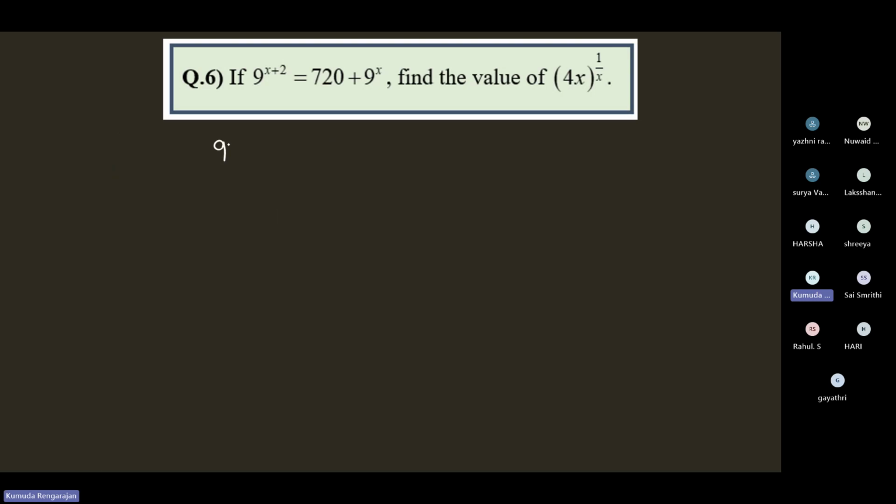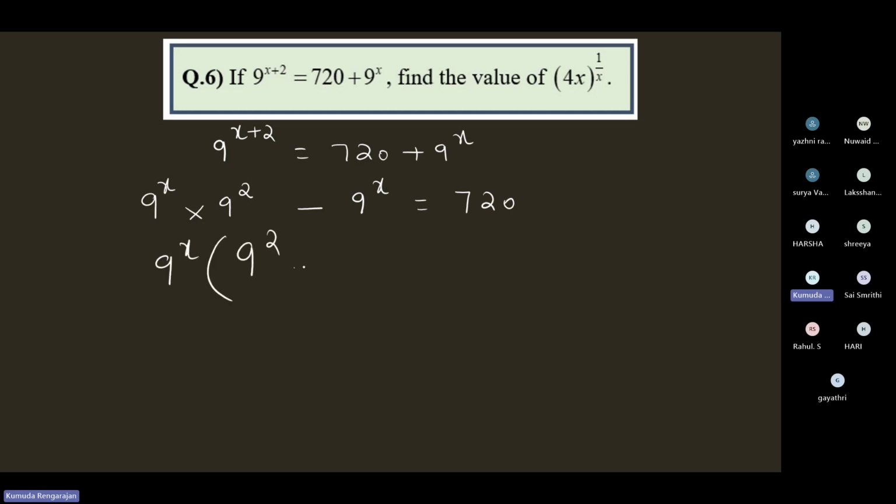So again, 9 to the power x plus 2 is equal to 720 plus 9 to the power x. We write 9 to the power x plus 2 as 9 to the power x into 9 to the power 2. And since on the right hand side we have 9 to the power x, we transpose, so it comes here as minus 9 to the power x. You may or may not take 720 to the other side. That's fine. Now here 9 to the power x is common. So we have 9 square minus what?